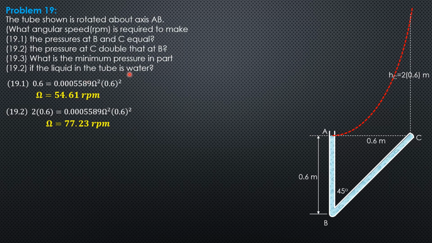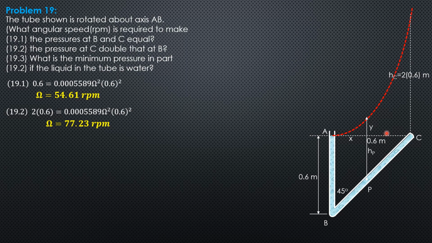Then what is the minimum pressure in the second part? If the liquid in the tube is water, the minimum pressure occurs somewhere along BC, but we have to locate it. Let's call that point with minimum pressure P. Its distance from A horizontally is X, and we will call the distance from P to the imaginary parabolic surface of zero pressure HP. Call the distance from horizontal line AC to that parabolic surface Y.